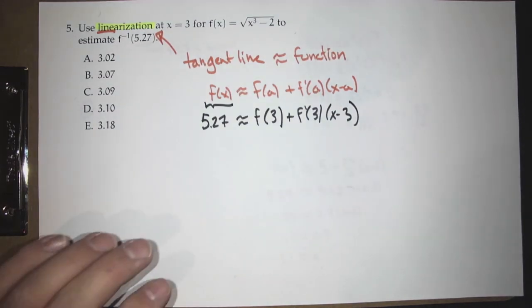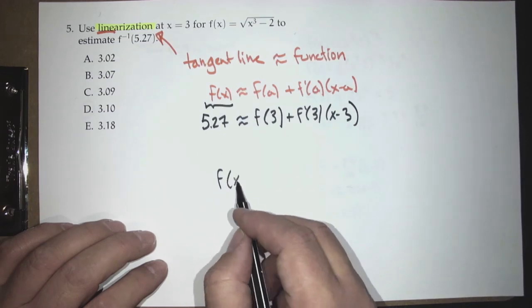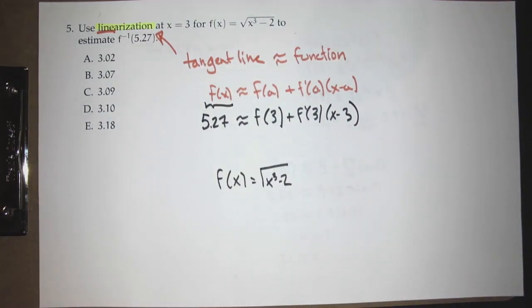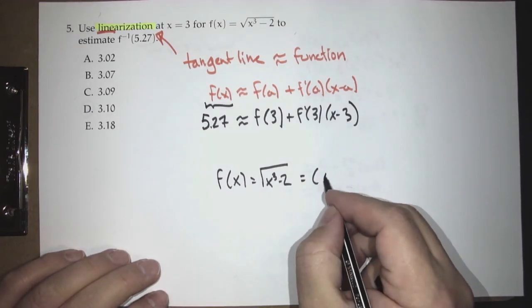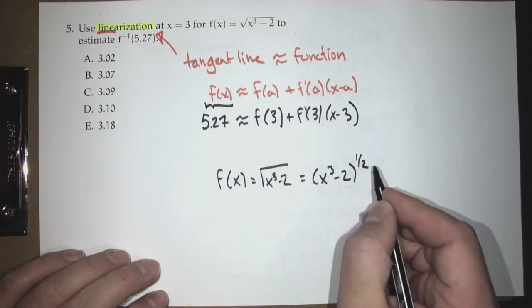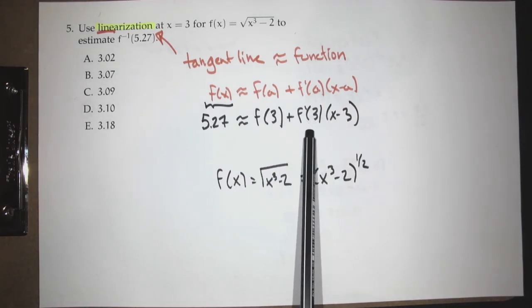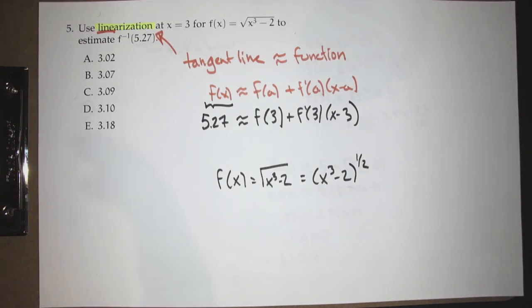Now, one other question. Currently, f of x is the square root of x cubed minus 2. This is not calculus friendly to write it this way. What's the calculus friendly way to write it? X cubed minus 2 to the 1/2. When I say calculus friendly, I mean in terms of our rules for taking derivatives. All right, so what's our plan? We're going to figure out what f of 3 is, figure out what f prime of 3 is, solve for x. So we have options, A, B, C, D, or E.